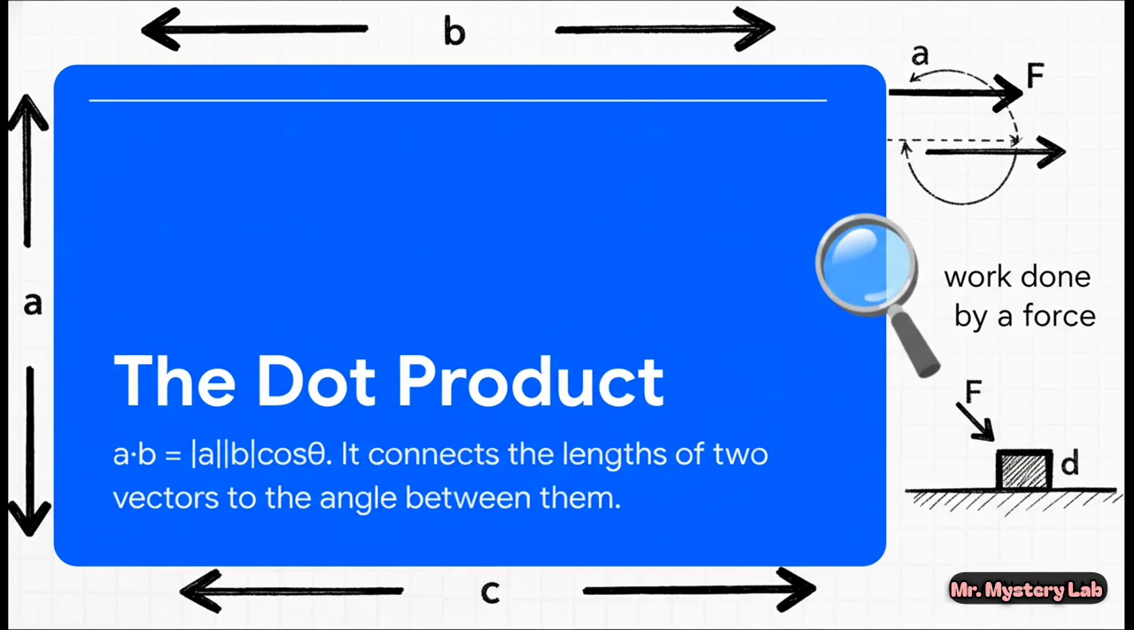But what if you have two different forces, and you need to know how much they're working together? That's where this little tool, the dot product, comes in. It's a super simple operation that tells you how much of one vector's force is pointing in the exact same direction as another. It connects the lengths of the vectors to the angle between them, and it's absolutely crucial for things like calculating the work done by a force. Basically, figuring out how much of your push is actually moving something forward.